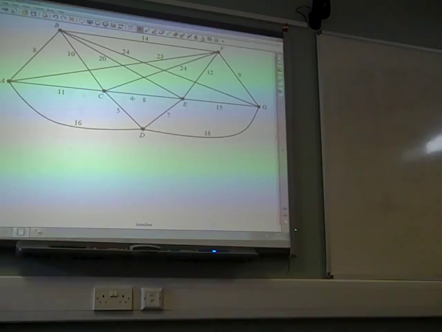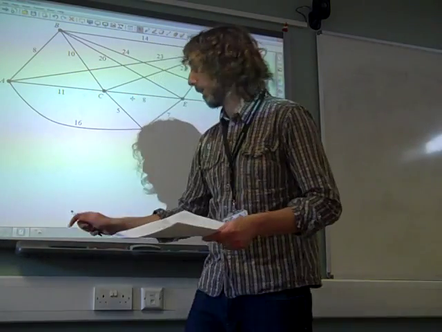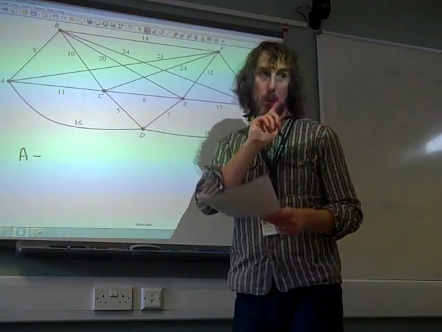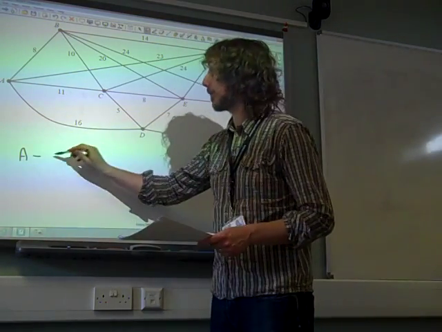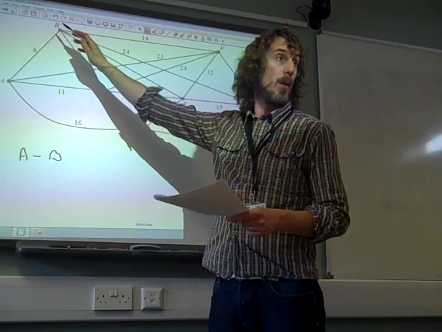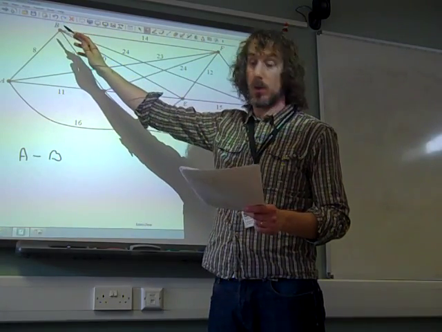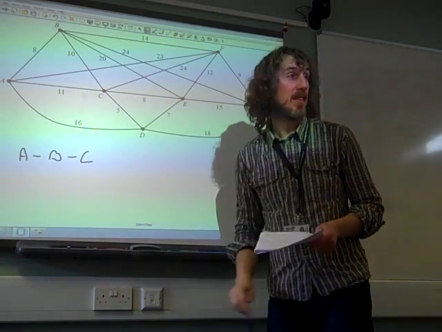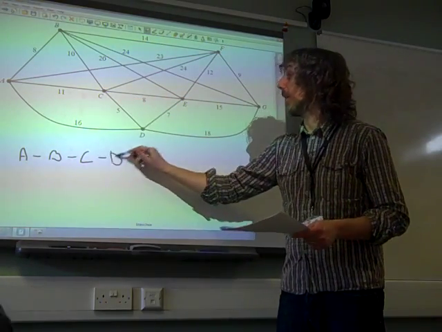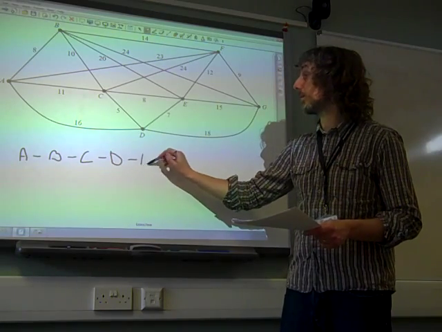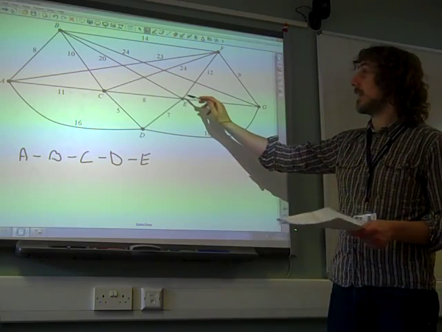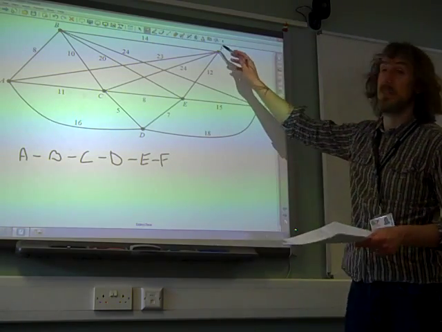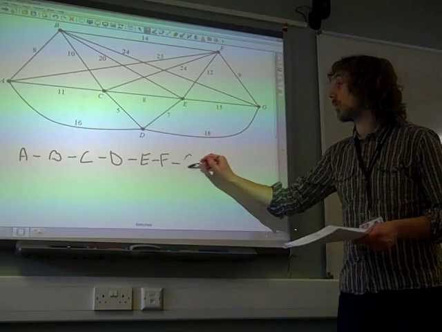If we start at A, we go from A. The nearest one would be B. There. The nearest one to B would be C. The nearest thing to C would take us to D, and D would take us to E. When we're at E, the nearest thing to that would be F. The nearest one to F would be G.